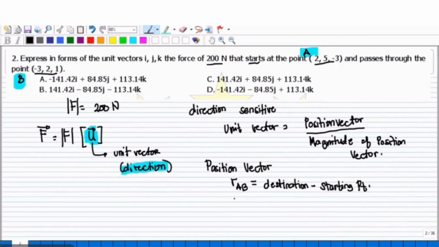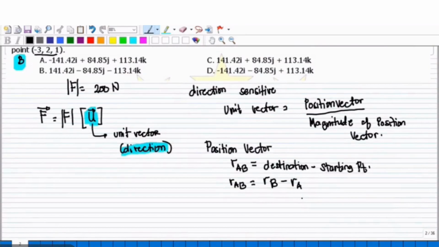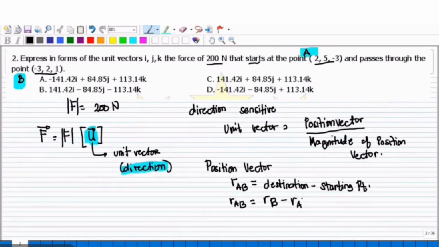Okay? Yan. So therefore, in coordinate terms, this is what? So RAB, okay, so from A going to B, this is also equal to RB minus RA. Okay? So, yung destination niya, kung saan siya papatungo, minus yung starting point. So, that's your methods or yung steps natin sa pagkuha ng position vector. Lagi pong destination minus starting point.